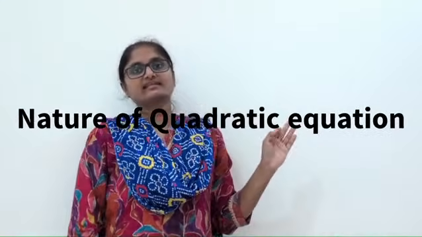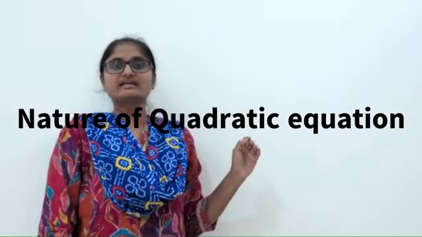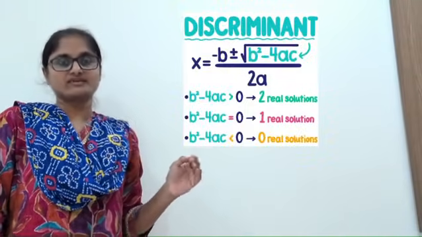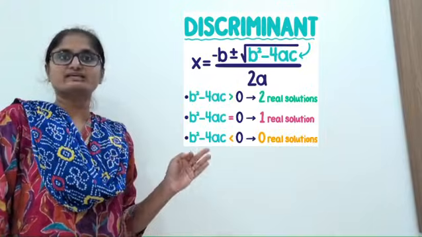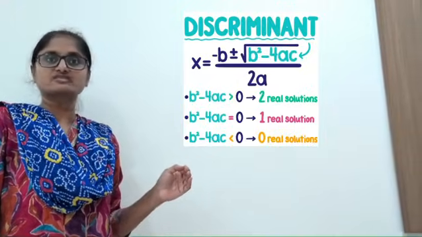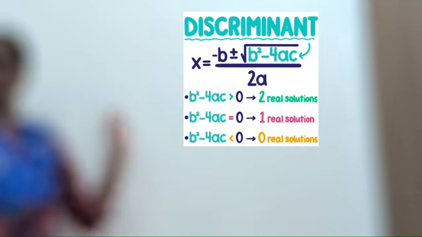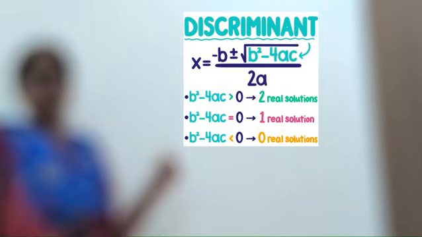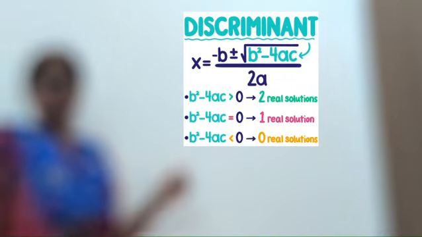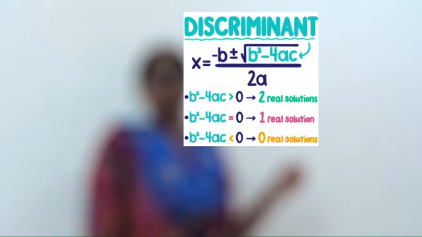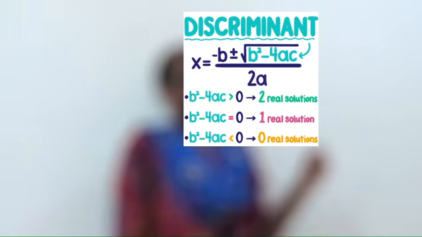Now, the next topic is the nature of the quadratic equation. How can we define the nature of the quadratic equation? We can define it using the discriminant. The discriminant is nothing but b square minus 4ac. So, by using the value of b square minus 4ac, we can define the nature of the roots. Here, a is the coefficient of x square, b is the coefficient of x, and c is the constant in the general form of the quadratic equation ax square plus bx plus c is equal to 0.